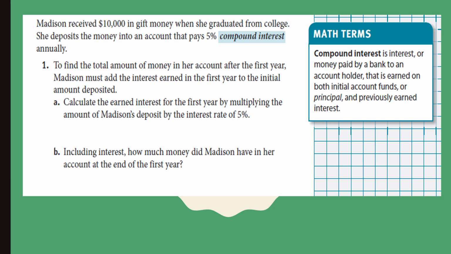Madison received $10,000 in gift money when she graduated from college. She deposits the money into an account that pays 5% compound interest. So we're going to learn about what this means, but here's a definition. Compound interest is interest or money paid by a bank to an account holder that is earned on both the initial account funds, so the amount you put in, which is also the principal, and previously earned interest. So it pays you interest on your principal and on your interest.